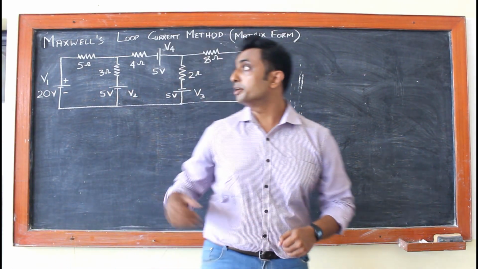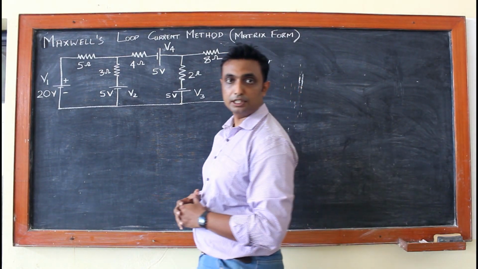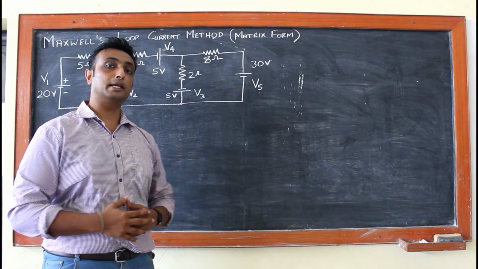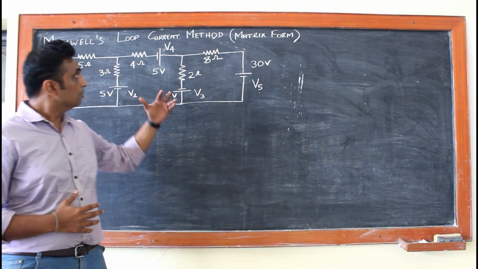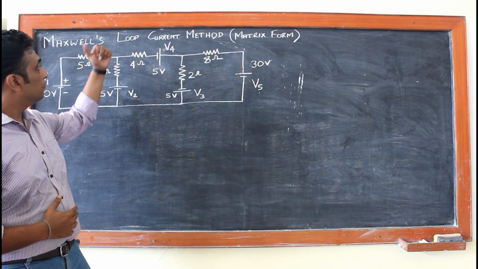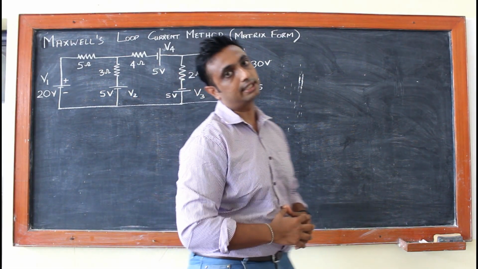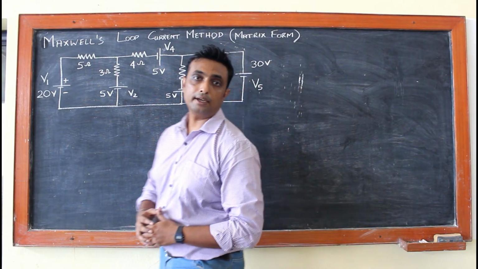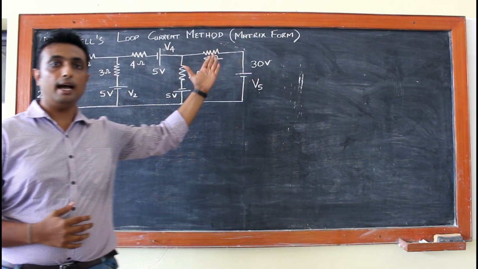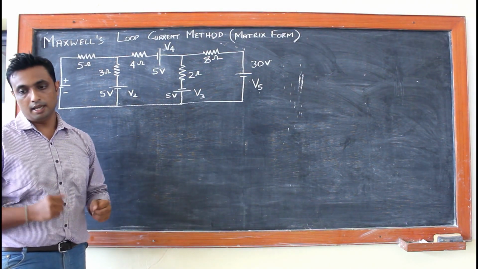Today we are basically going to deal with Maxwell's loop current method. If you have seen my first episode, I dealt with Maxwell's loop current method in equation 1. As we know, there are two ways to solve it. The first way is using simultaneous equations, and the second way is to use the matrix form. Today I will be taking up the matrix method.